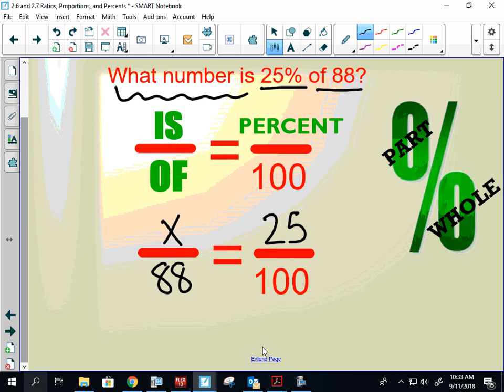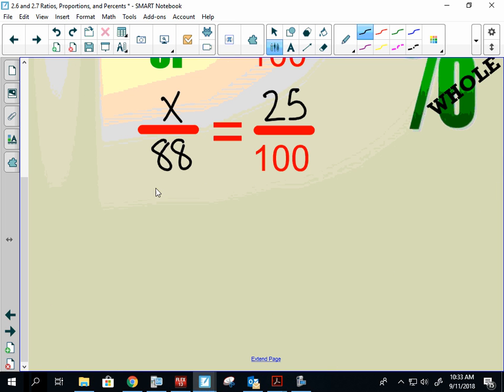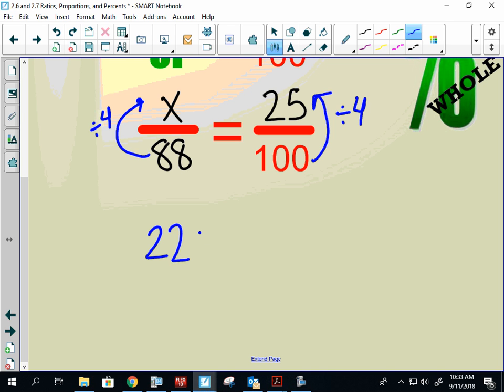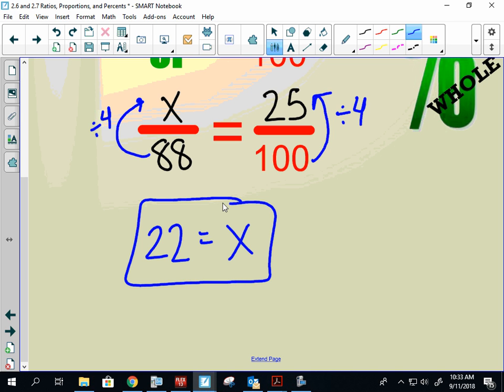Again, I could use cross product property if I want to, undo dividing by 88 by multiplying by 88, multiply the 100 up to the X, or I can simply look for a pattern. There's a pretty easy pattern here. To go from 100 to 25, I can divide by 4, so I'm going to look for the same pattern over here. Divide by 4. 88 divided by 4 is 22. That's why 22 is a quarter, or 25% of 88. So my answer is 22.